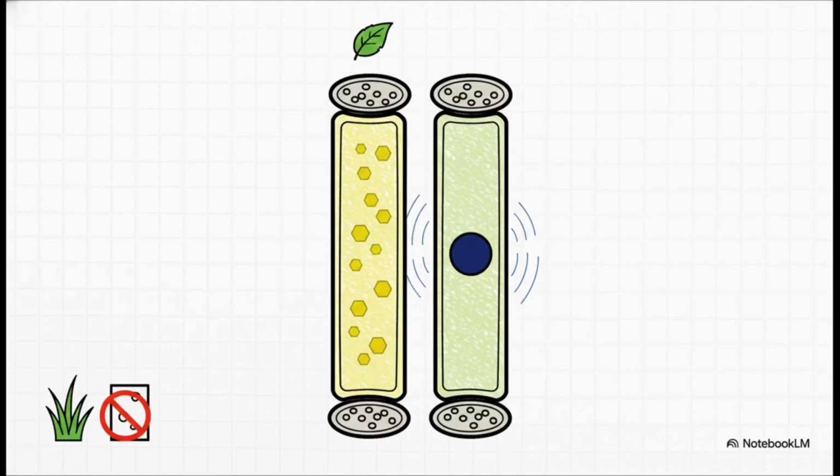So if xylem is the water pipe, phloem is the food delivery service. It moves all the sugary food made during photosynthesis from the leaves down to the rest of the plant. What's really cool about phloem is the relationship between the sieve tube elements and the companion cells.